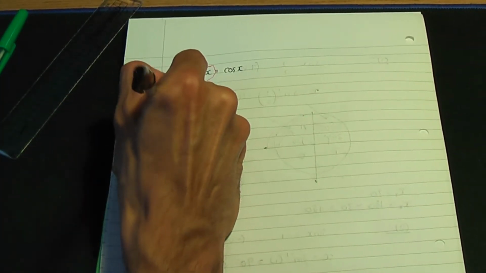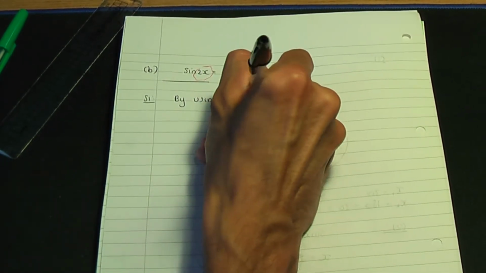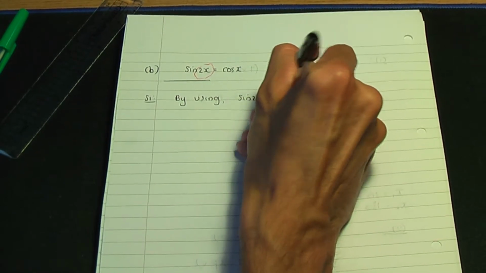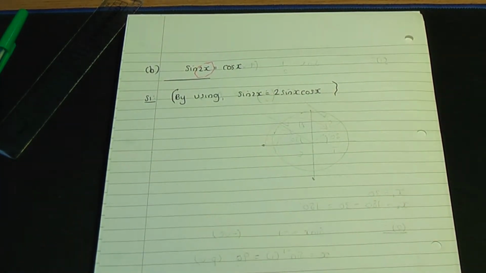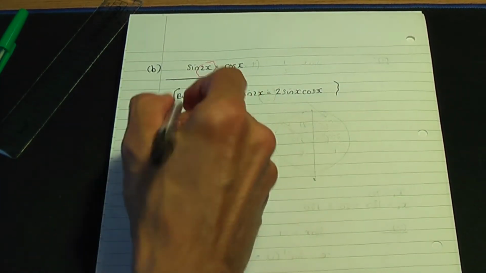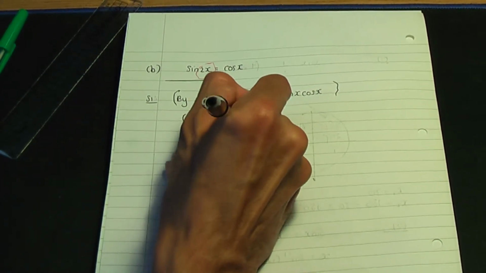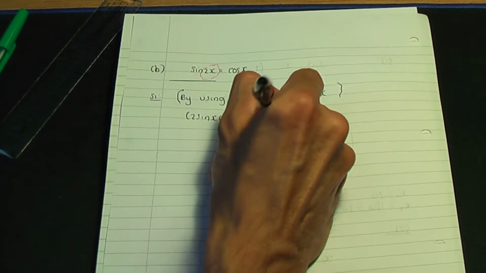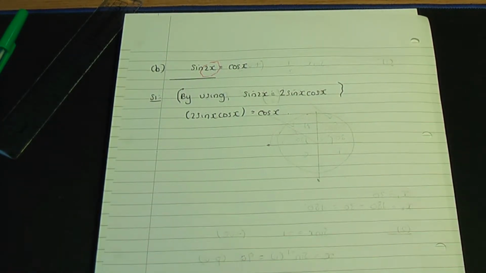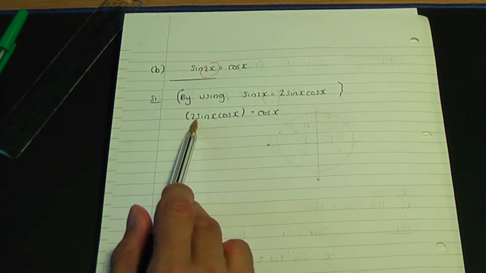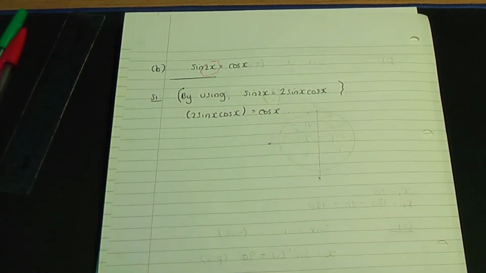So here's step number 1. By using sine 2x, that's equal to 2 sine x cos x. If I do the replacement in my equation in question, sine 2x is 2 sine x cos x, and that is equal to cos x on the right hand side. Now from here on, guys, what I would say is do not cancel by cos x. You can't cancel by a variable quantity.